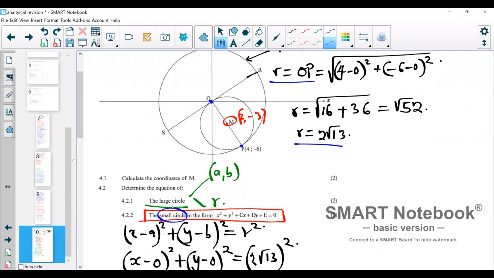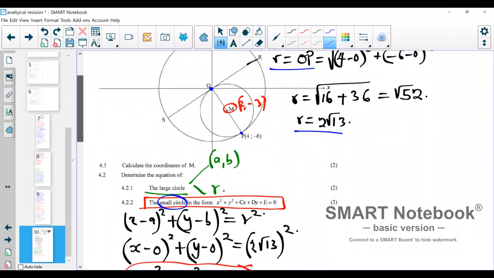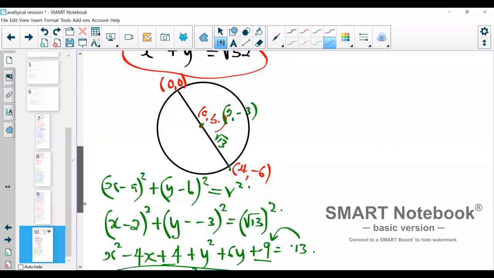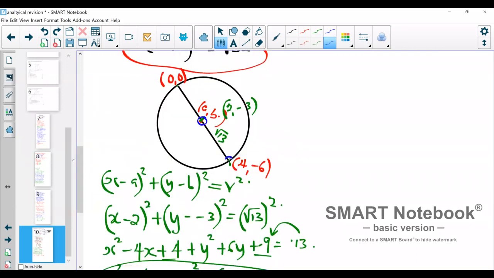On the small circle. That's why I drew that circle for you. On the small circle, and I use the distance formula again to get root 13. Galaxy, are you fine now? So be careful with the big and the small circle. All right.